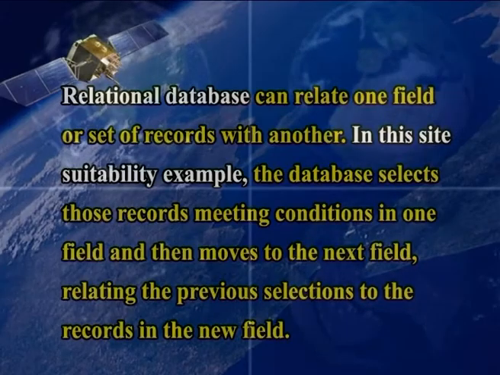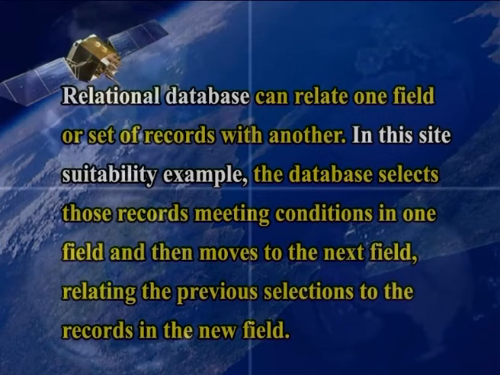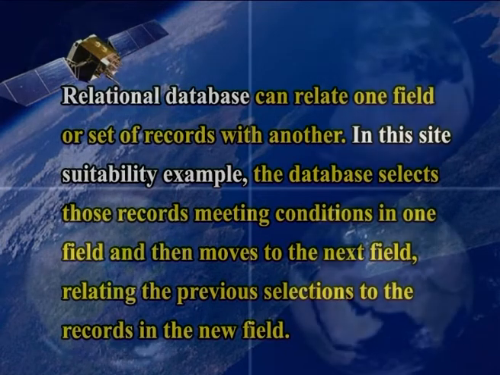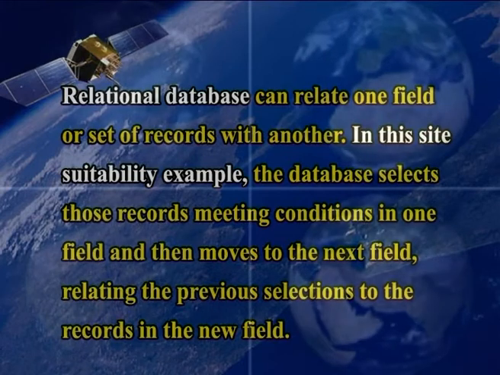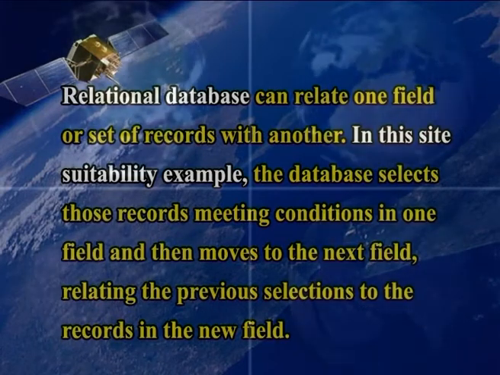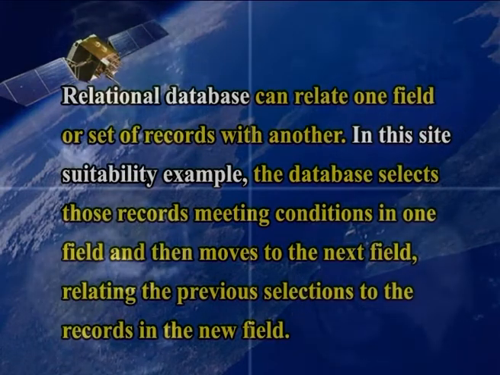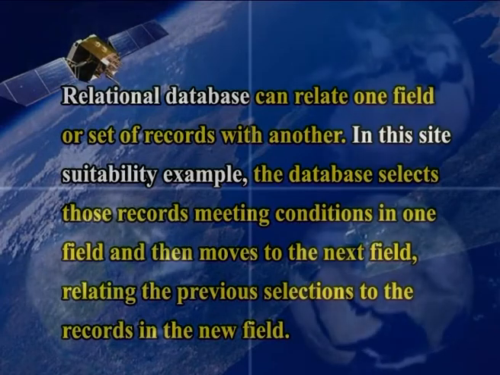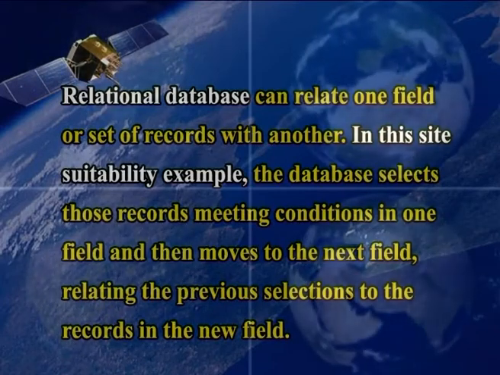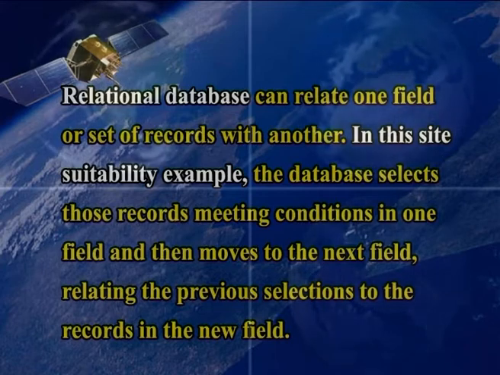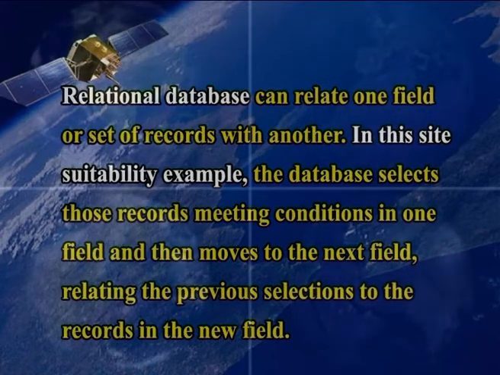A relational database can relate one field or set of records with another. In this site suitability example, the database selects those records meeting conditions in one field and then moves into the next field, relating the previous selection to the records in the new field.